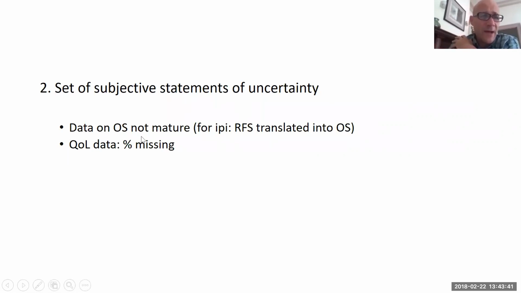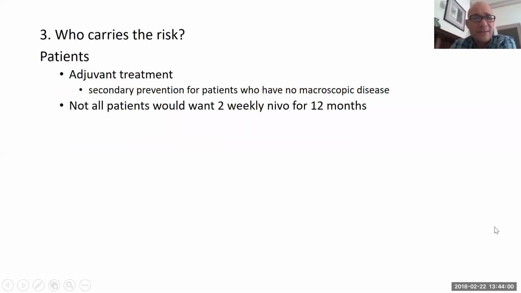And similarly, there's some uncertainty. In the adjuvant setting, we're concerned about quality of life because we're exposing patients to toxicity. Some of the data are missing, so that adds to uncertainty about the quality of life data. And just to give you the flavour, there would be at least several other dot points under step two. And then step three, who carries the risk? Well, that's pretty straightforward. In this case, it's the patients.